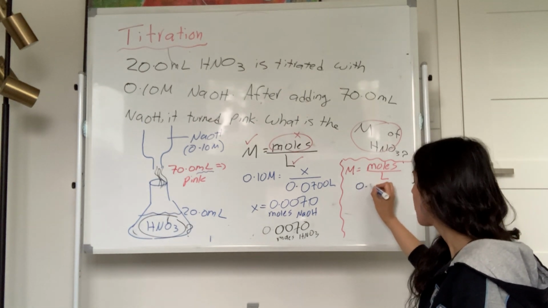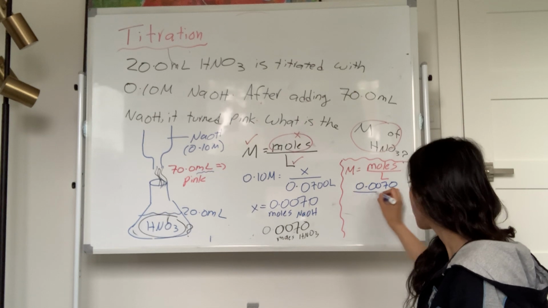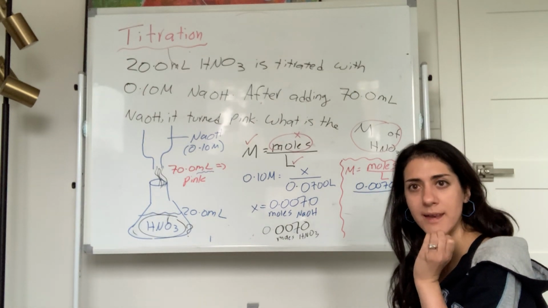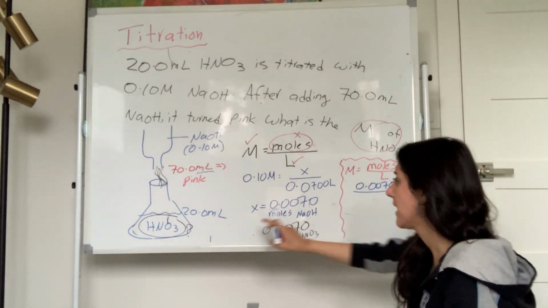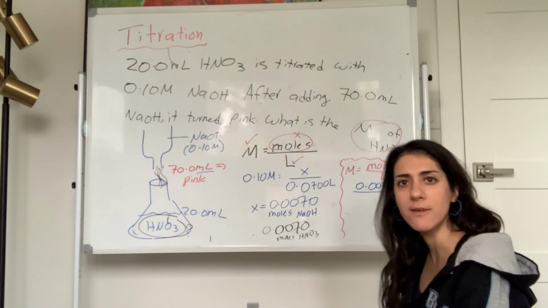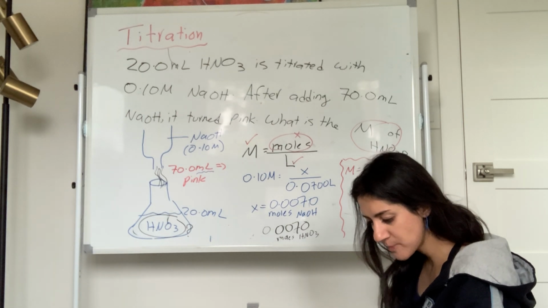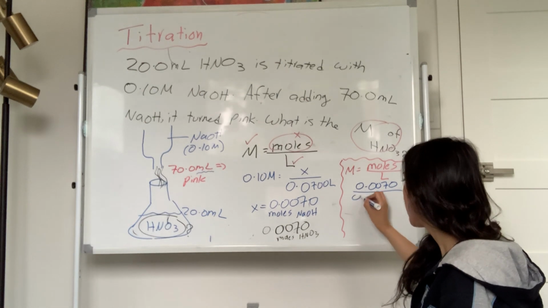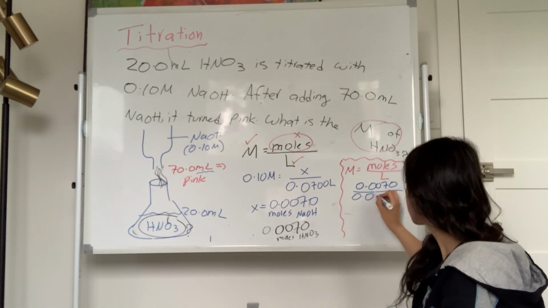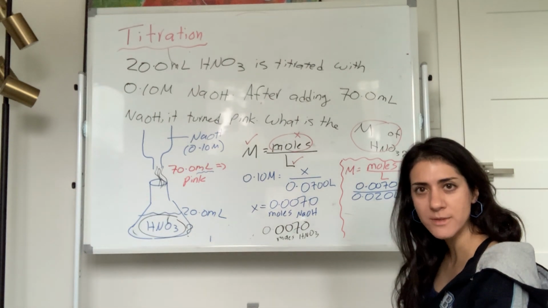That was 0.0070 moles of nitric acid. Okay? Now, do I have the volume of nitric acid? You had 20 ml of nitric acid. Now, again, remember, molarity is moles per liter. So I divide that by 1,000, I get 0.020 liter. So far, so good?